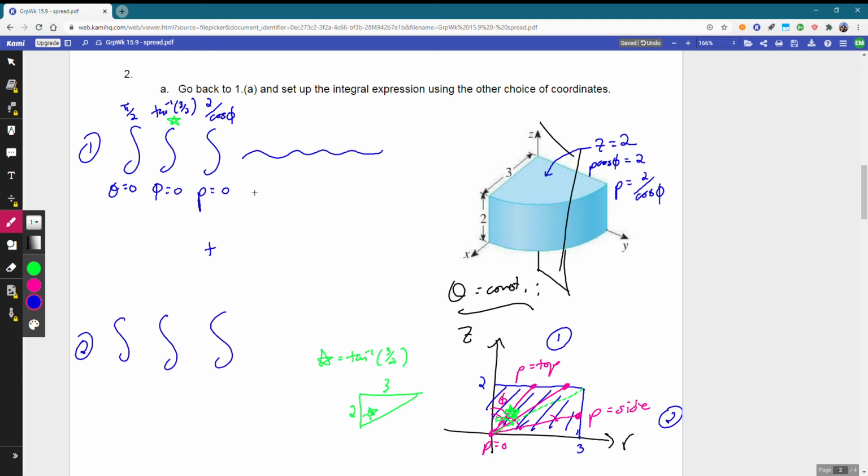So to this, we'd have our second integral, the bottom half over here, or I guess side half. For here, we're always starting rho at 0 and ending rho at the side. And so here, we need to get an equation for our side.